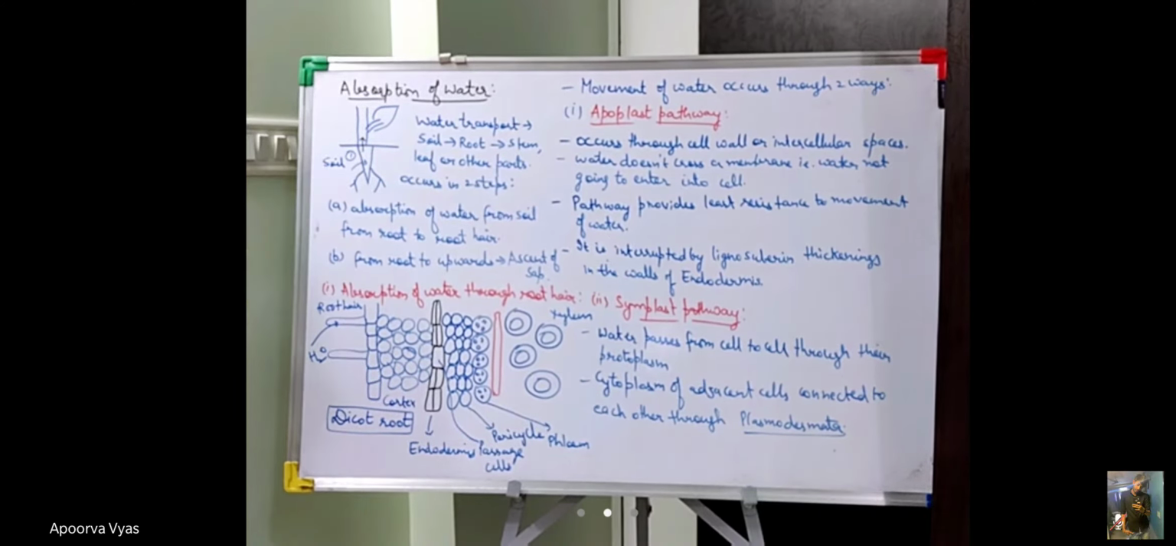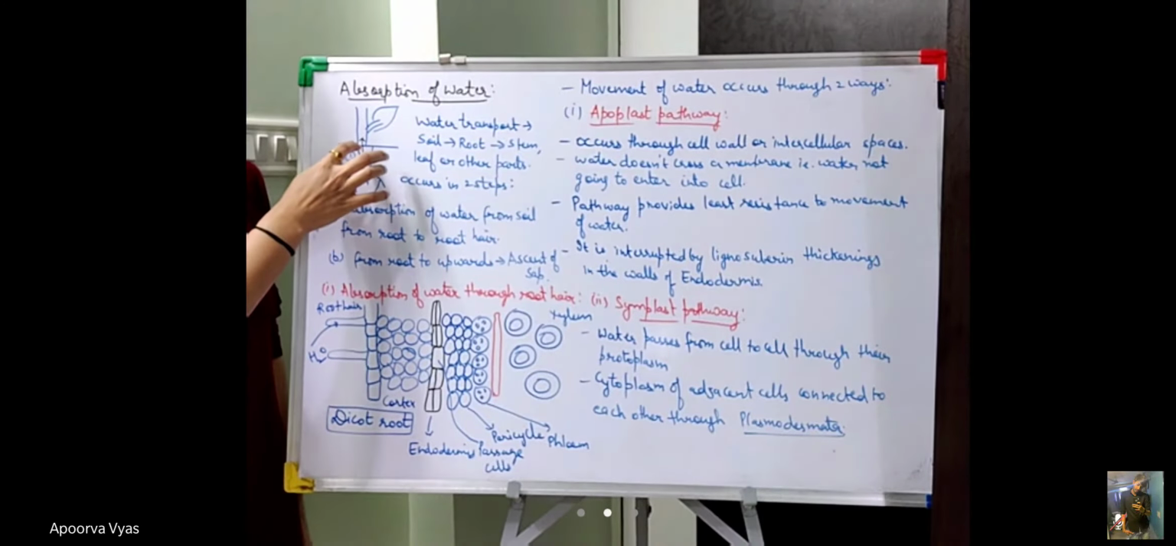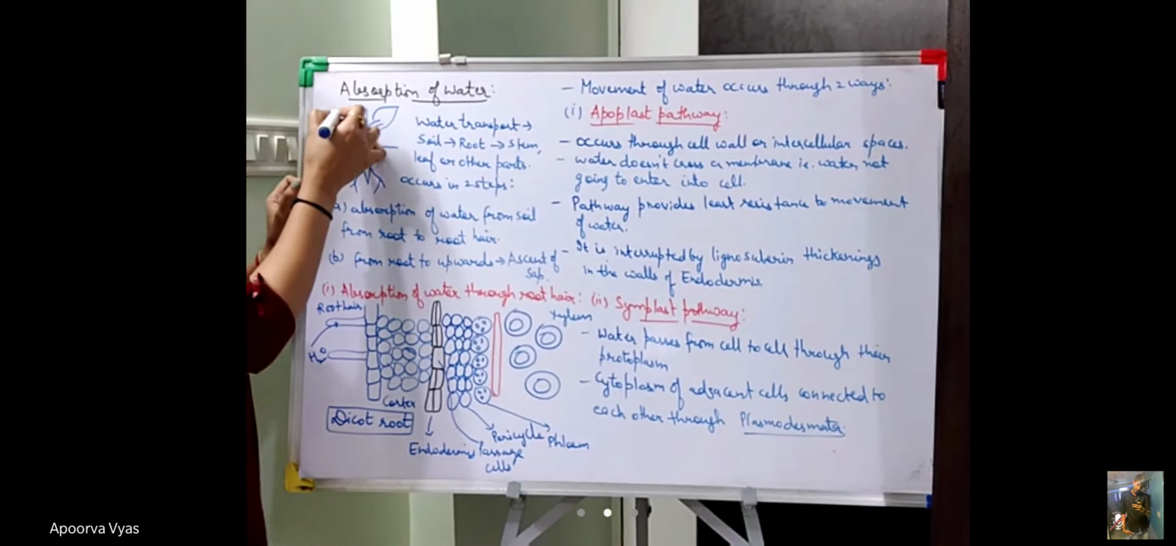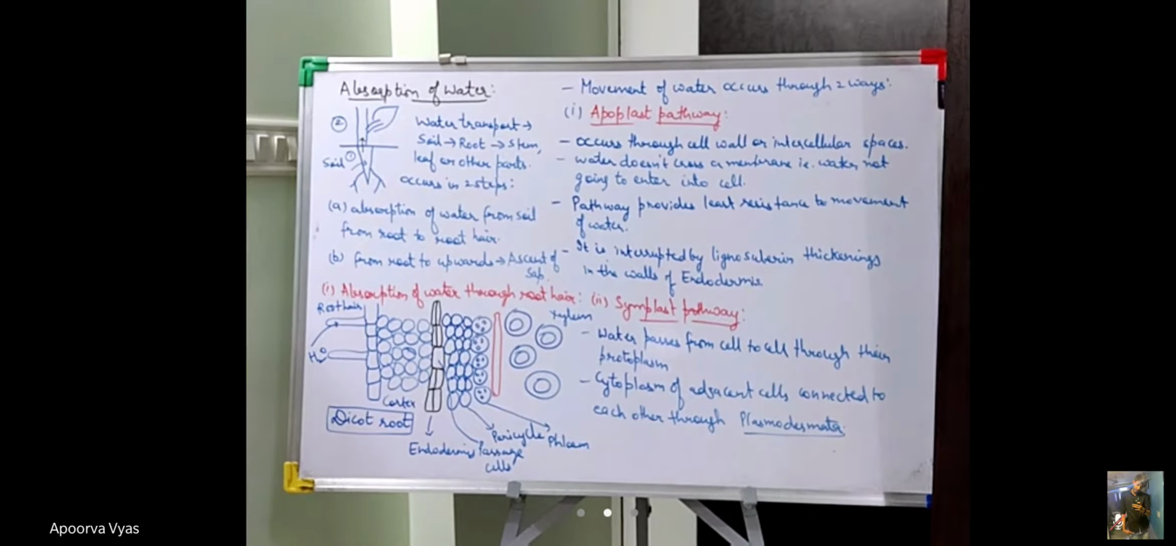Now this water has to travel through this route towards the upper side, and from here this water will move to the different parts of the plant. So water absorption takes place through two steps. First step is the entry of the water from the soil into the root. And the second step is the movement of this water from the root to all the parts of the plant. We'll talk about the absorption of water through these two ways.